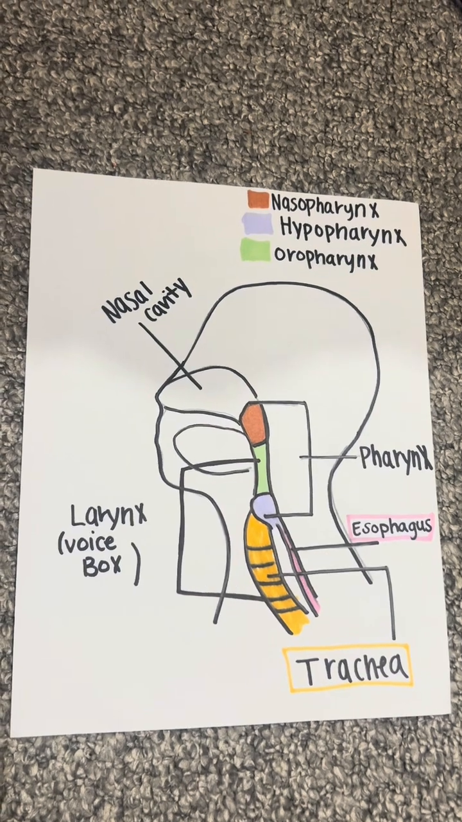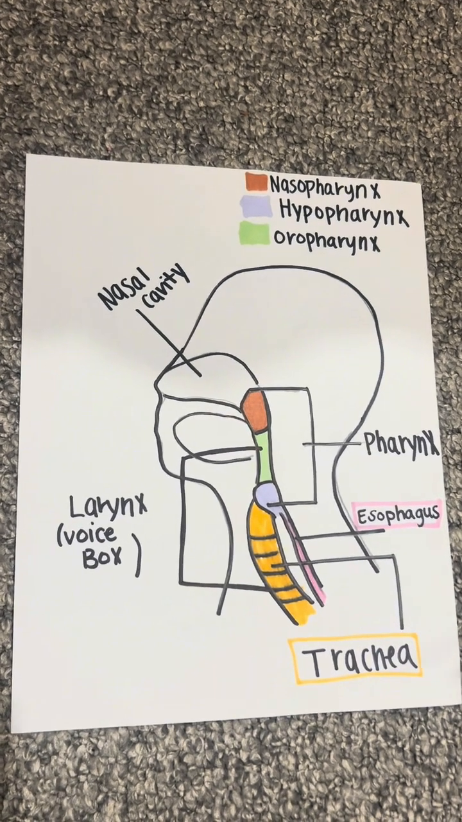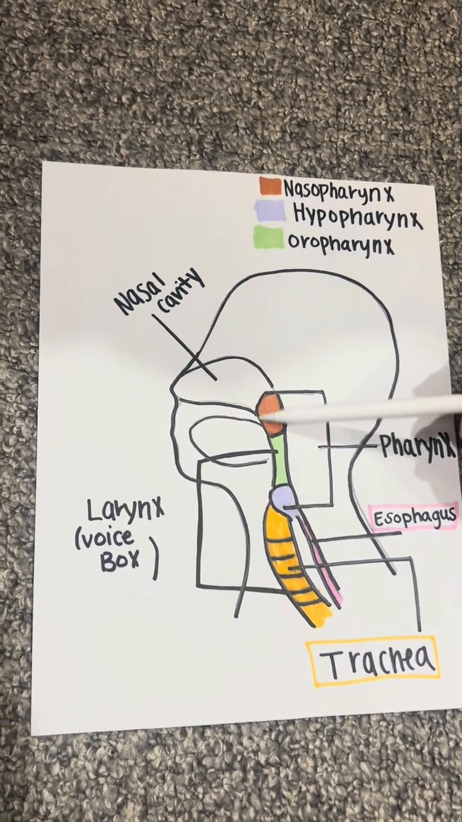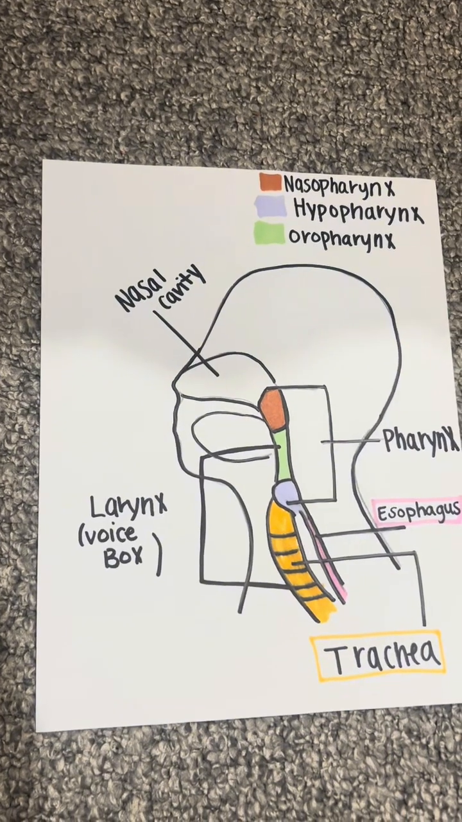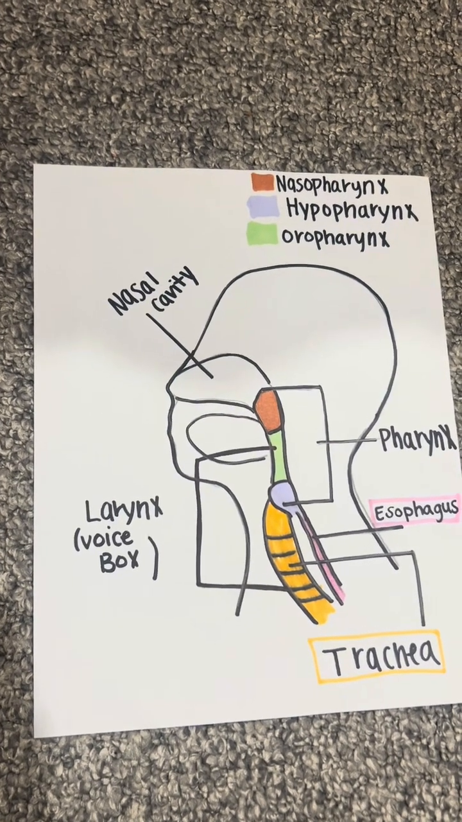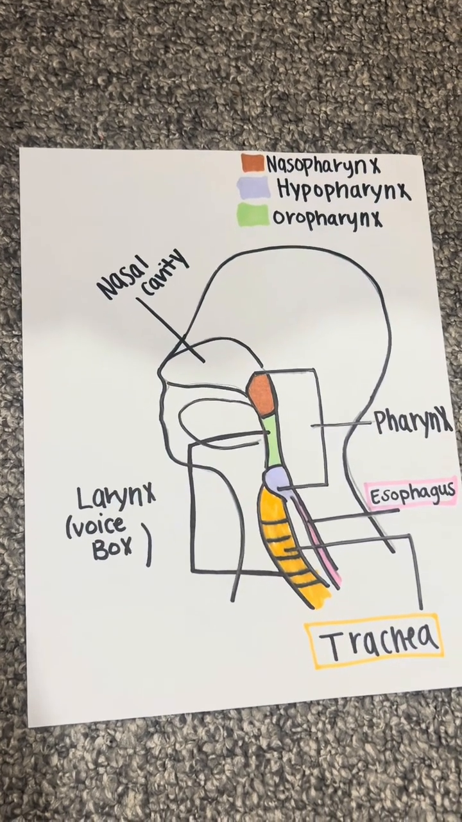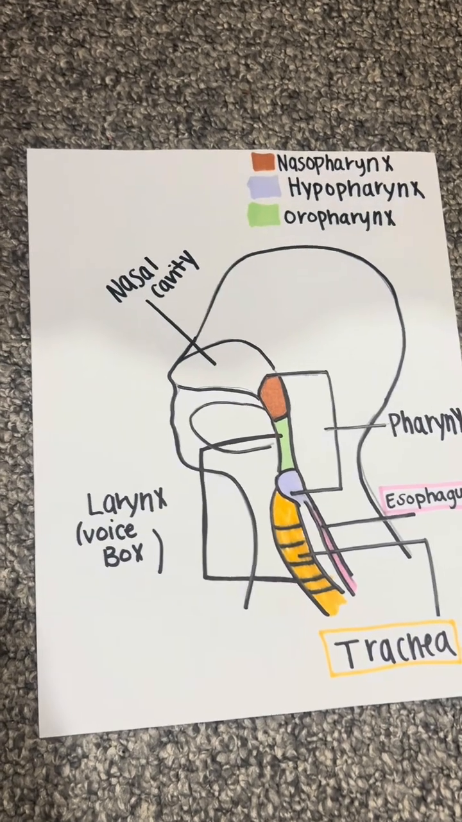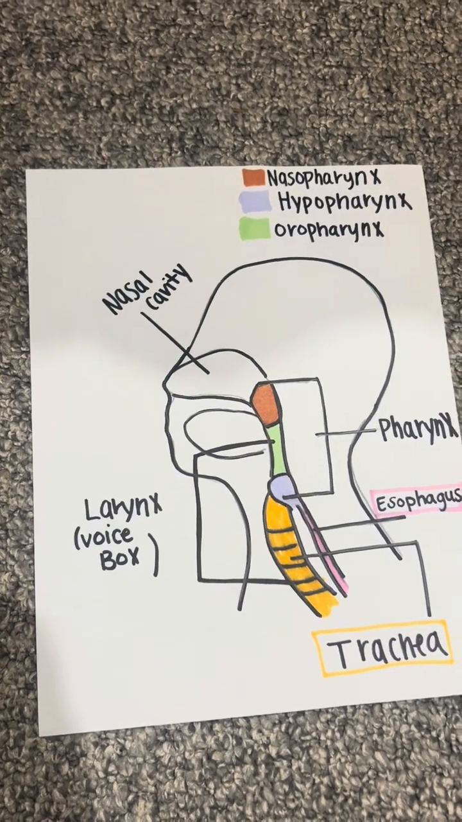So the first one is the nasal pharynx, which is this area right here. The nasal pharynx is similar to the nasal cavity. It's lined with ciliated pseudostratified columnar epithelium, since it's a passageway for air.